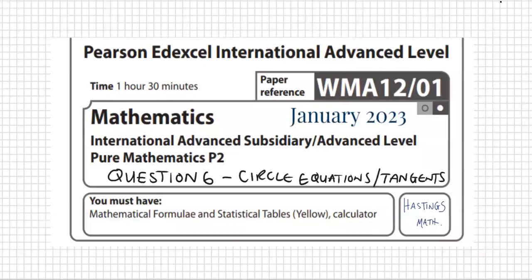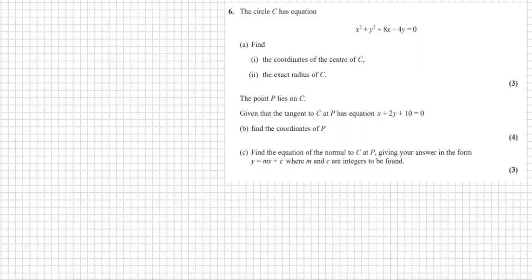This is the Pearson Edexcel IAL Mathematics Pure Math 2, January 2023 paper. This video is going to be dealing with question 6, which has circles and their equations and tangents to the circle. The circle C has the following equation.